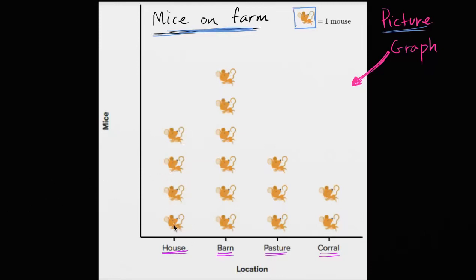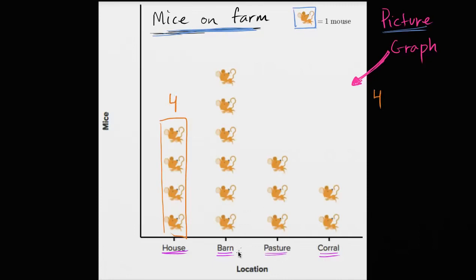So, for example, in the house, each picture is one mouse. It says 1 plus 1 plus 1 plus 1, or 4 mice. 4 mice in the house. That's 4 right over there. I could write that over there. 4 mice in the house.